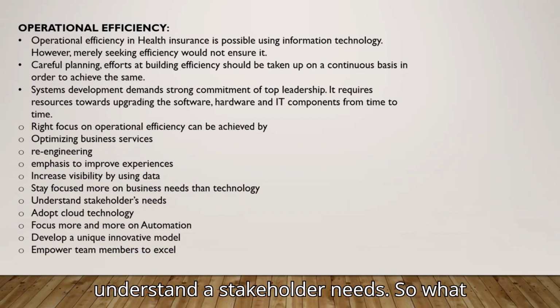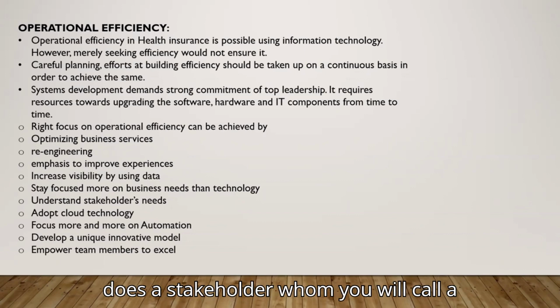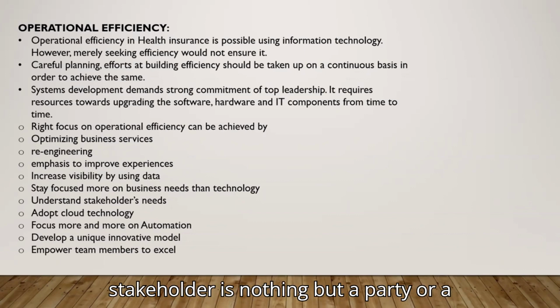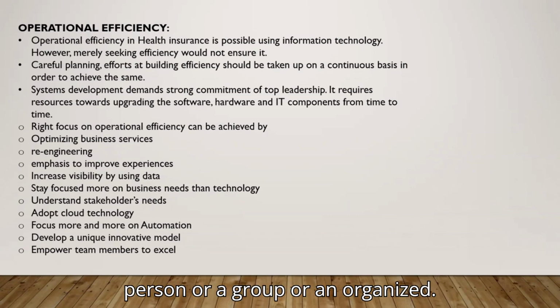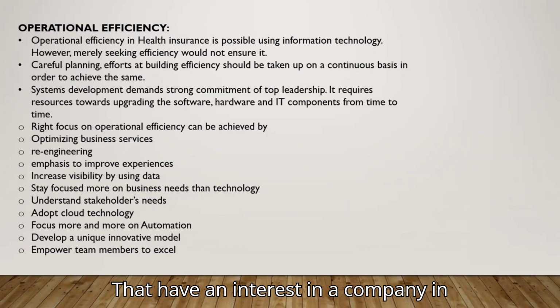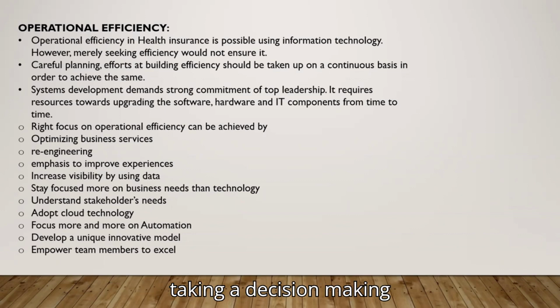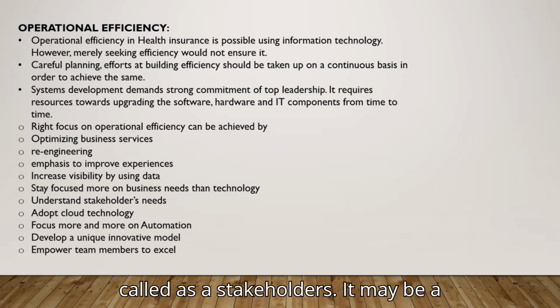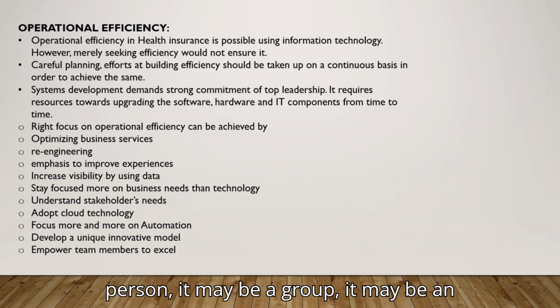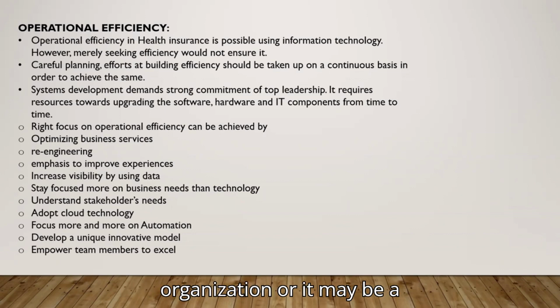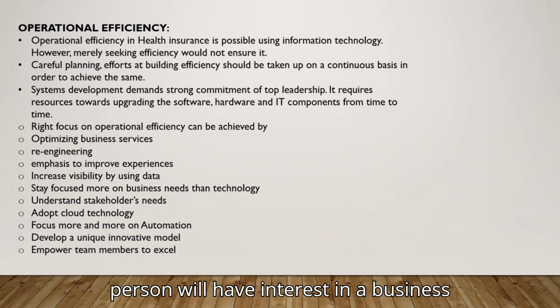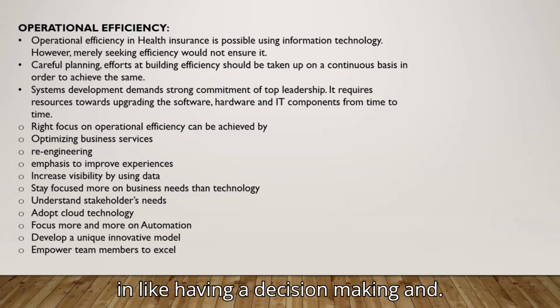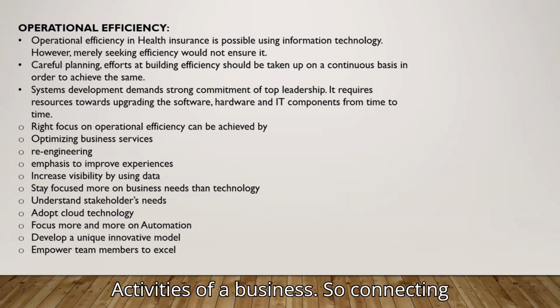And next is understanding stakeholder needs. So what is a stakeholder? Whom you call a stakeholder is nothing but a party or a person or a group or an organization that has an interest in a company, in the decision making activities of a certain business. That is called a stakeholder. It may be a person, a group, an organization, or a party that has an interest in a business and in its decision making activities.